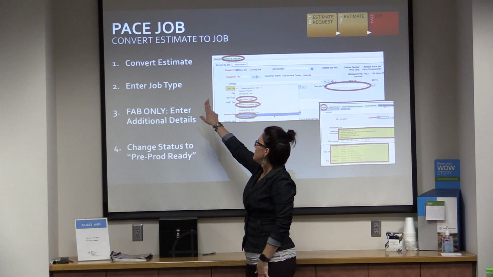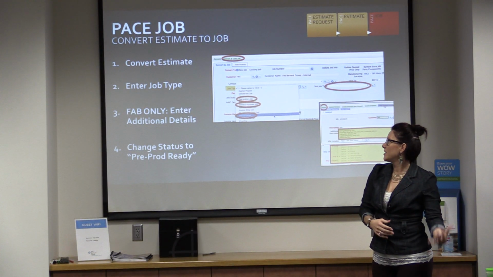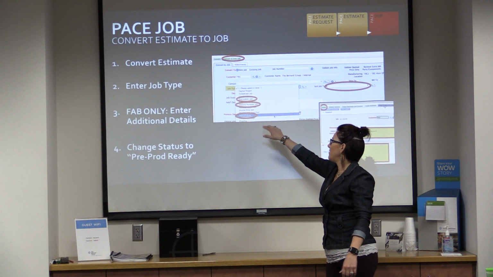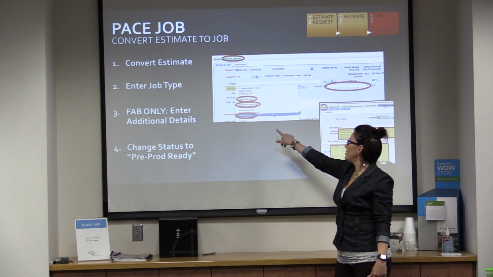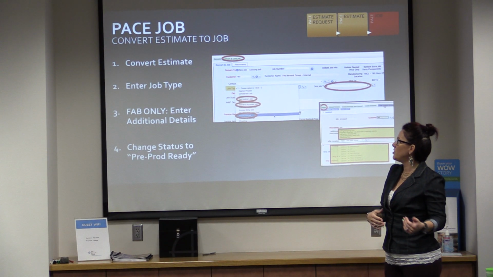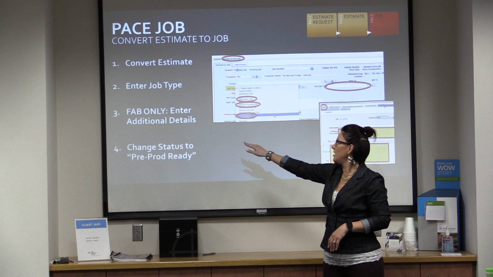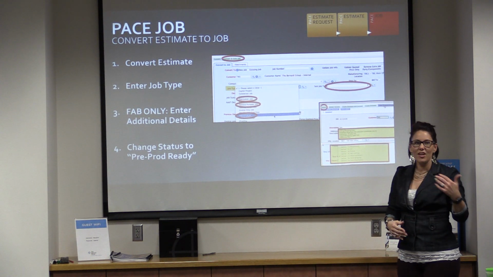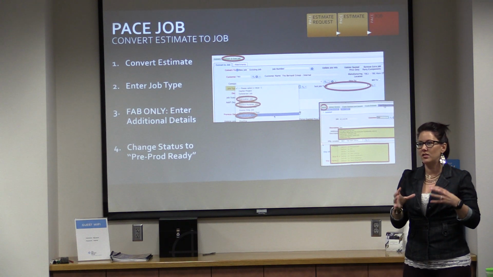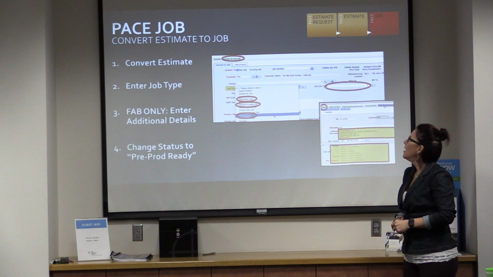So you'll convert that estimate to a job. You're going to enter that job type. If it's fabrication or fixture assembly, you'll select fabrication. If it's R&D, you'll choose PDAV fixture, kitting general purpose job. Then you'll select your sub job type. If it's fab only, you're gonna enter in additional details, like the carton labels, those instructions that you used to give in your purchase orders. Those are the things that you'll put in here.